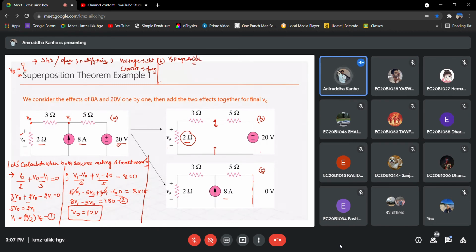You are interested in the voltage across this resistance. Hence, you have to take 20 into 2 divided by all the resistances. So 2 plus 3 plus 5, that is 10. And this comes out to be 4 volts, sir. 4. Let us call this equation number 3.